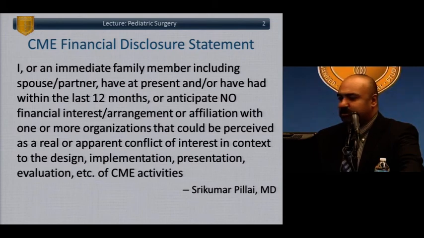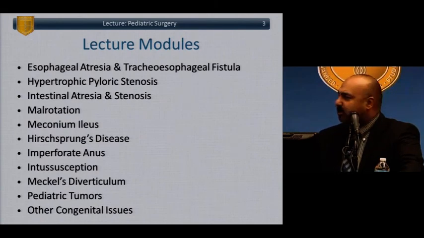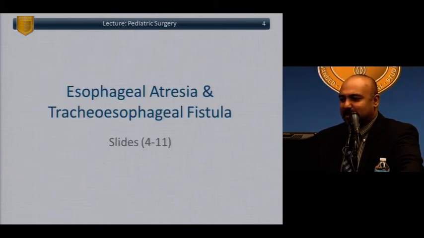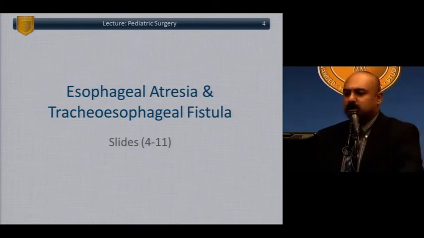Disclosures, there's nothing to disclose at this point. The lecture module, so as you can see, there's a large, varied number of topics. I'll try to give you some hints how to remember some of these things and some shortcuts, and we'll start. We're going to start with the beginning of the GI tract and end with the end of the GI tract. So, esophageal atresia and tracheoesophageal fistula.